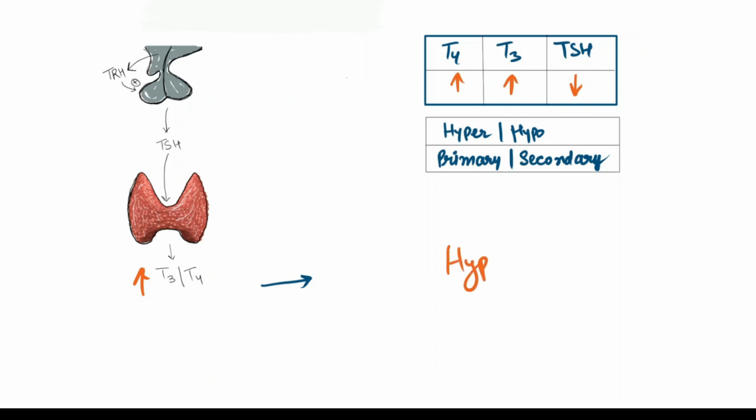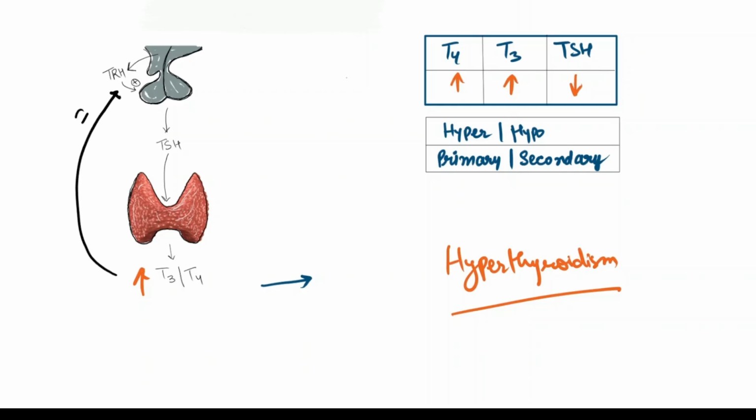So this is the case of hyperthyroidism. But we have to answer the second question, that is whether it is primary or secondary. Because of the increased level of T4 and T3, the hypothalamus and pituitary glands sense the increased level of T3 and T4 in the periphery, resulting in decreased production of TSH, but the decreased production of TSH is unable to decrease the level of T4 and T3. So this is the case of primary hyperthyroidism.